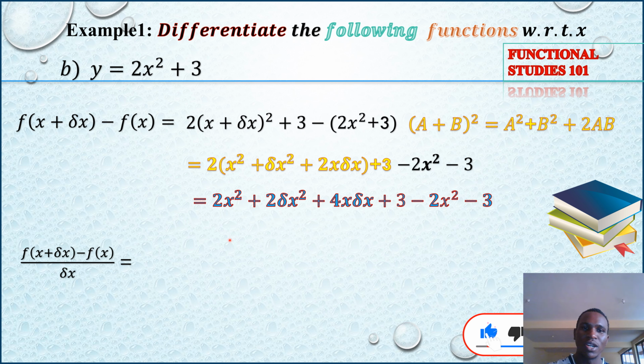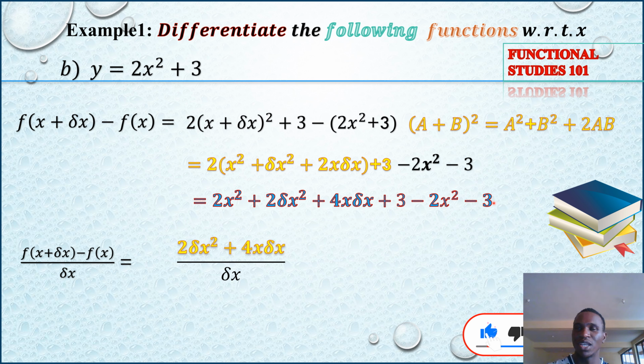To simplify further, step 1 has been done. In step 2, we take out the ratio of this answer. You take this answer and divide by delta x. That's the next step, always. So I have to copy everything as you have seen there. Remember here that 2x squared is cancelling out. 3 is also cancelling out because 2x squared minus 2x squared is 0.